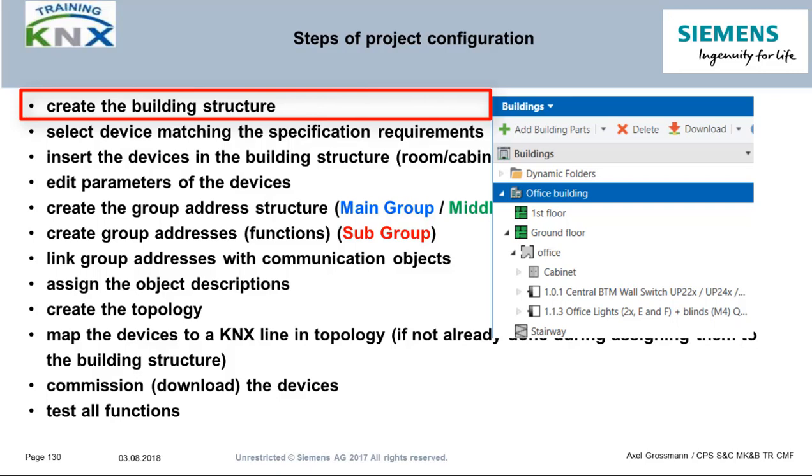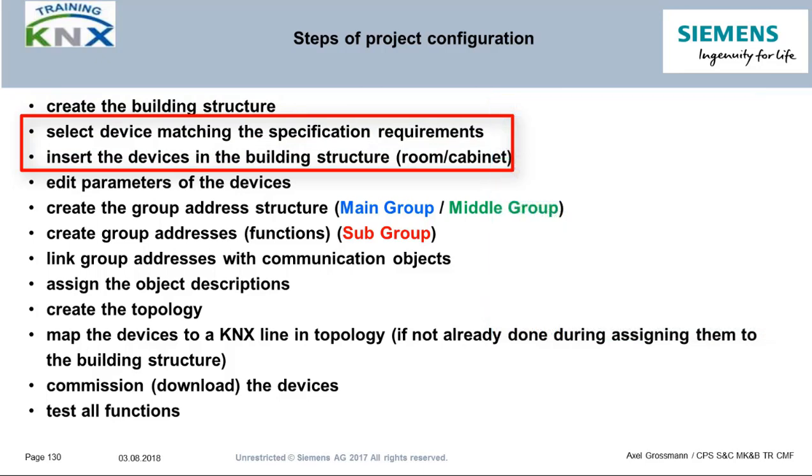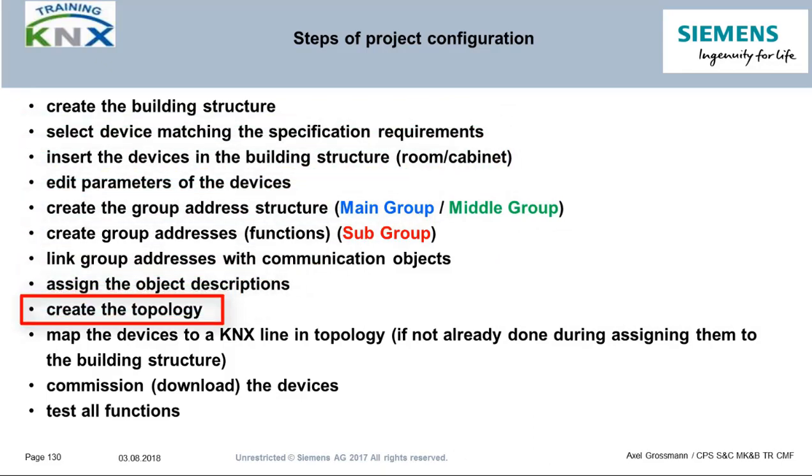The building structure consists of floors, rooms in the floors, and switchboards in rooms. Staircases also have to be created, as they are floor crossing. Then you can fill up the building structure with the required devices, following the configuration steps as shown before. The topology also has to be established as appropriate.